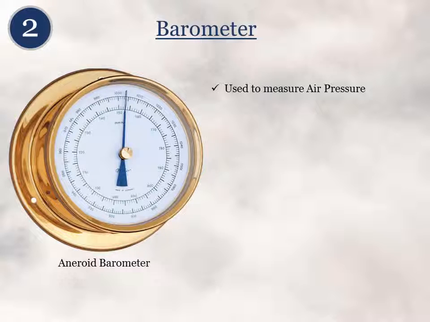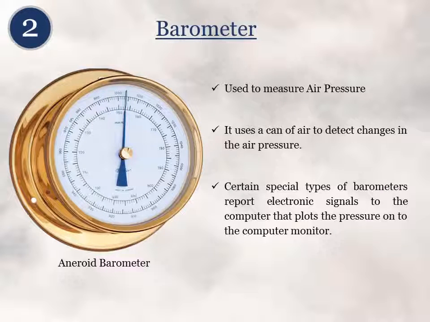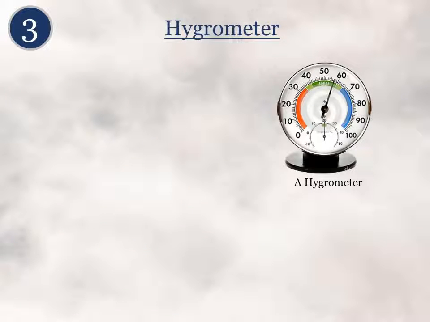Second, the barometer. Used to measure air pressure, the aneroid barometer is one of the most common types of barometers. It uses a can of air to detect changes in the air pressure. As the pressure goes up, the can slightly reduces in volume, moving the indicator needle towards higher pressure. When pressure goes down, the can expands slightly and the needle marks towards low pressure. Special types of barometers report electronic signals to a computer that plots the pressure onto the computer monitor.